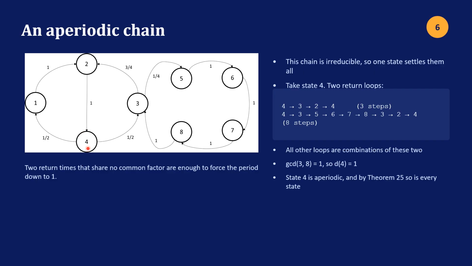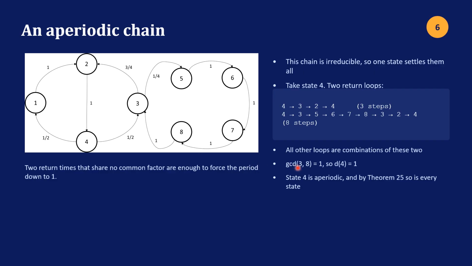and you can get from 4 back to 4, you can go 4, 3, 2, 1, or 4, 1, 2, 4. So both of those are three steps, and you can, of course, go once this way, once that way, and cycle, but they're all going to be multiples of 3. And then the other way is longer. You go 4, 3, 5, 6, 7, 8, 3, 2, and 4. That's 8. So any loop that gets back to 4 is some combination of the loops of order 3 and the loops of order 8.